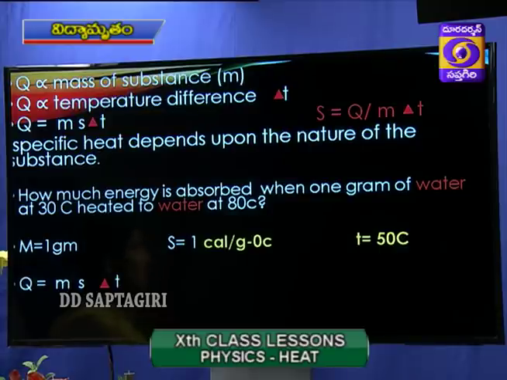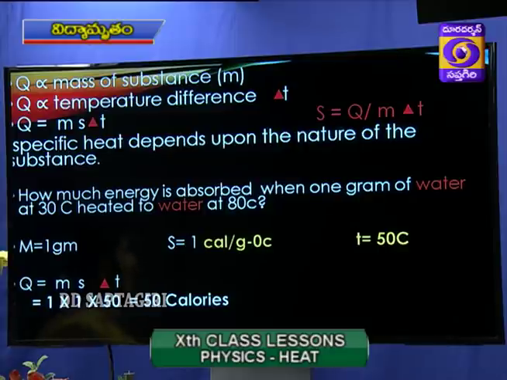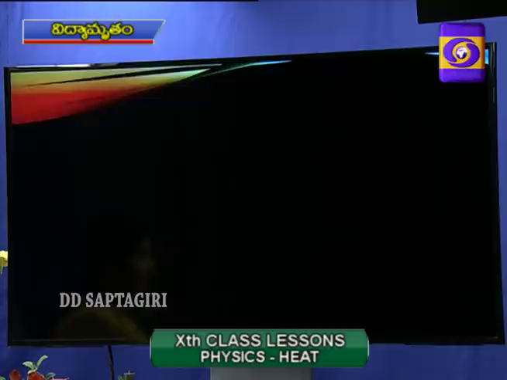Then I use the formula, because there is a temperature increment in the water, Q is equal to m into S into delta T, that is 1 into 50, that is 50 calories. That means 50 calories of energy is absorbed by the water for the temperature increment from 30 degrees to 80 degrees centigrade. Okay, later we shall discuss these problems also.